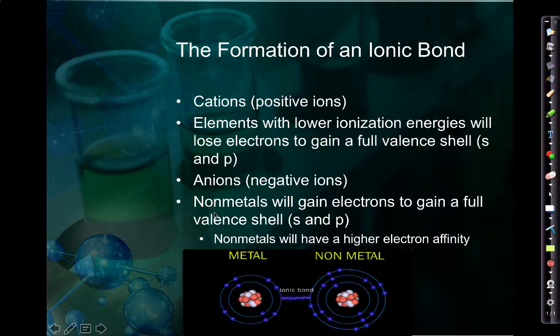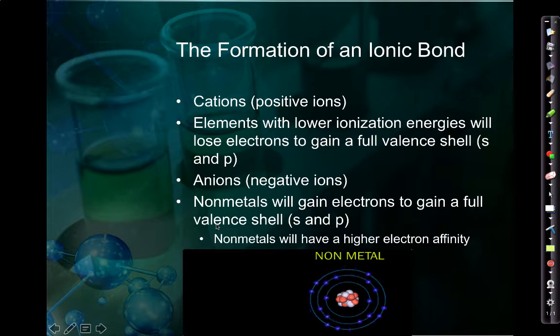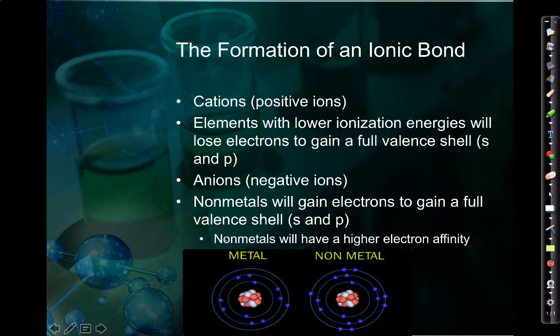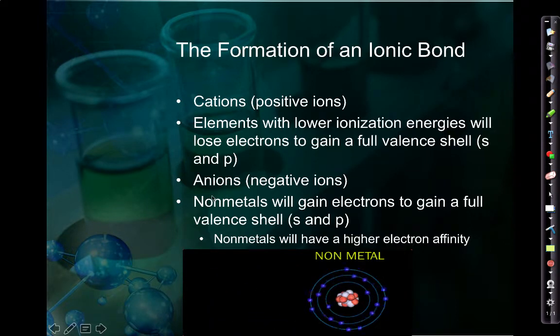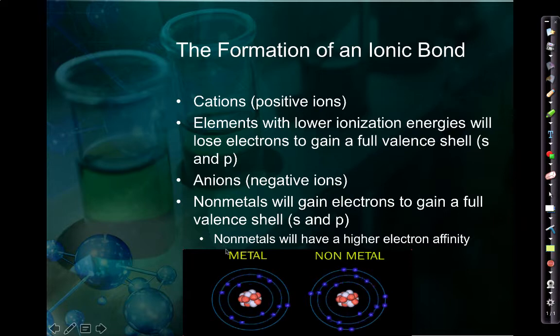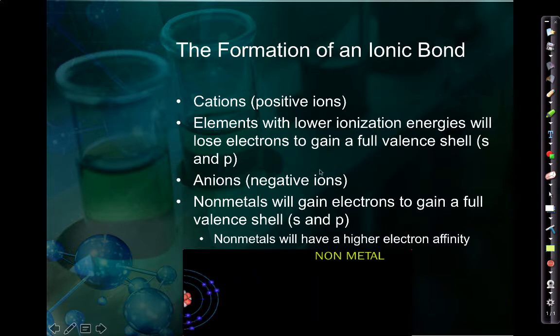Nonmetals typically gain electrons to get that full valence shell, which is really just the outside s and p sublevel. This is typically because they have a higher electron affinity. Electron affinity is the energy released when an electron is added to an atom. So nonmetals typically release high amounts of energy when they gain electrons.